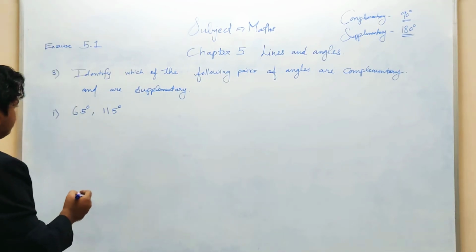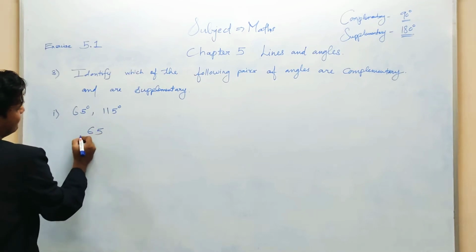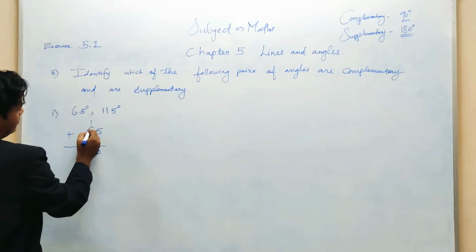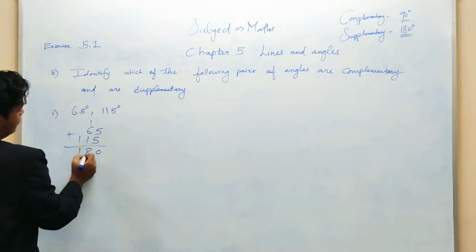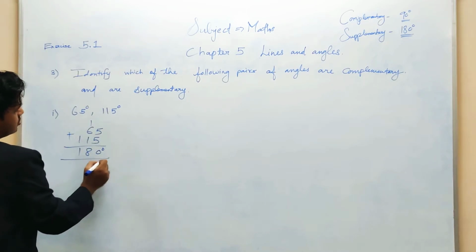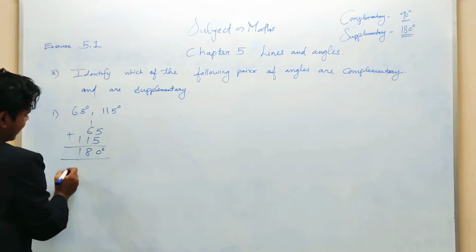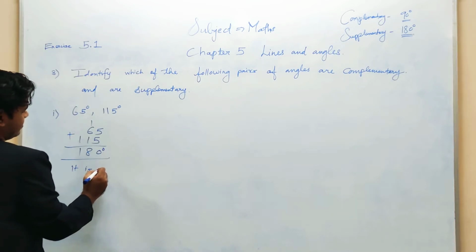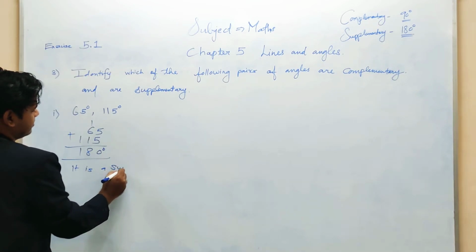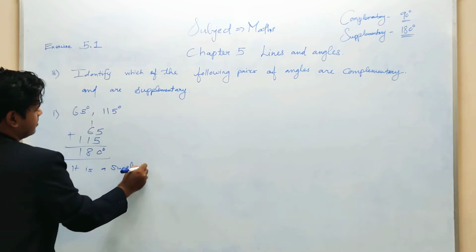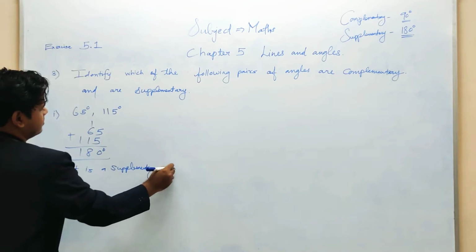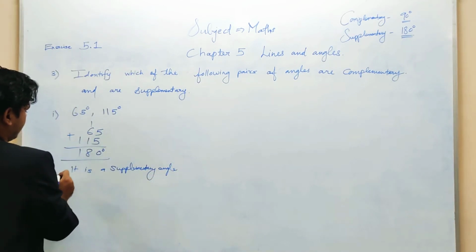So let us add. If we add 65 plus 115, 5 plus 5 is 10, 1 plus 6 is 7, plus 1 is 8, 181... so the sum of these two angles is 180 degree. So we can say that it is a supplementary angle. Okay.